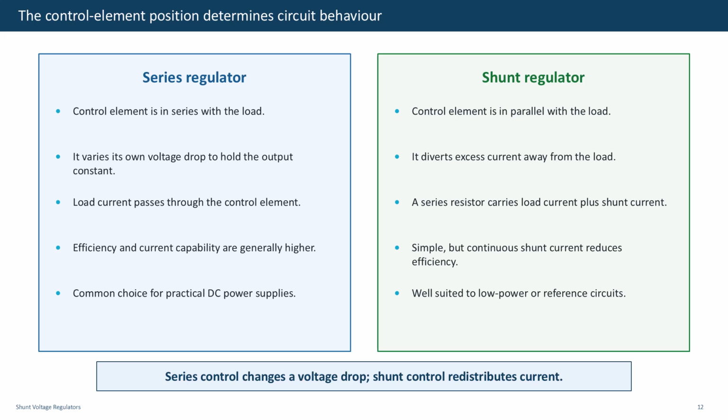A shunt regulator places its control device across the output. The series resistor supplies both load current and shunt current, and the control device varies how much current it diverts. Consequently, a series regulator is usually more efficient and can support larger load currents. A shunt regulator is attractive when the circuit must be simple and the required load power is small. Remember the distinction: series control changes voltage drop, while shunt control redistributes current.